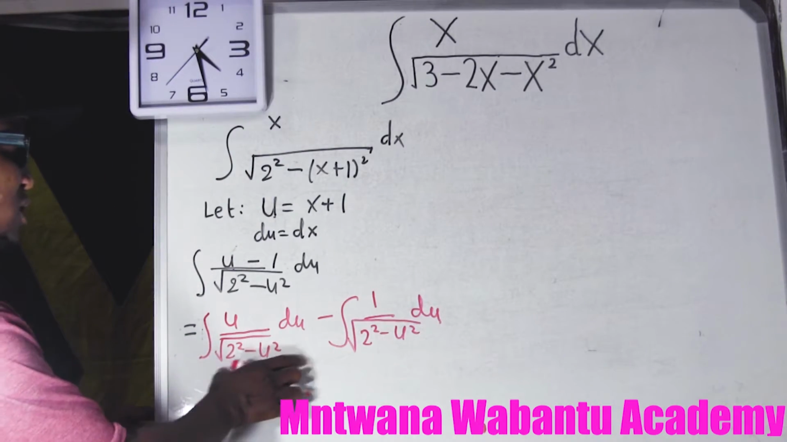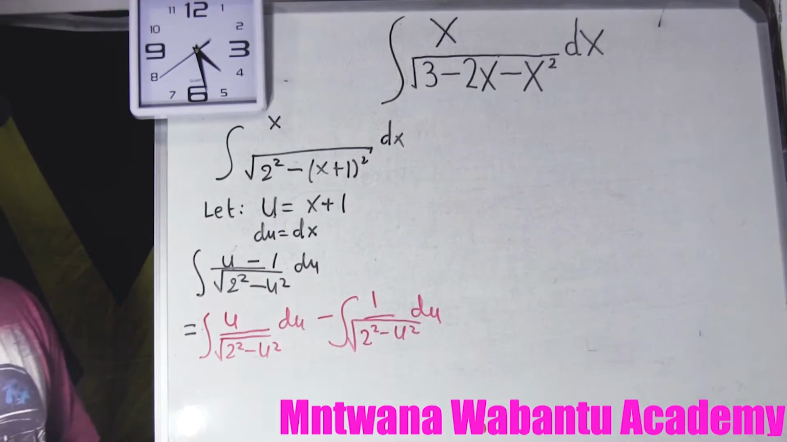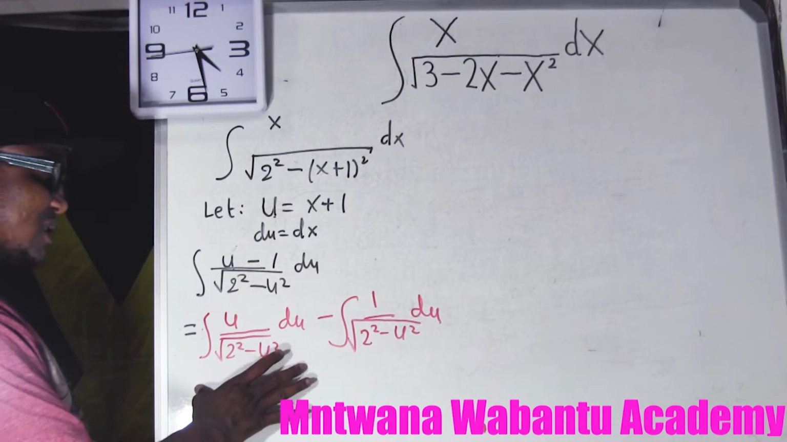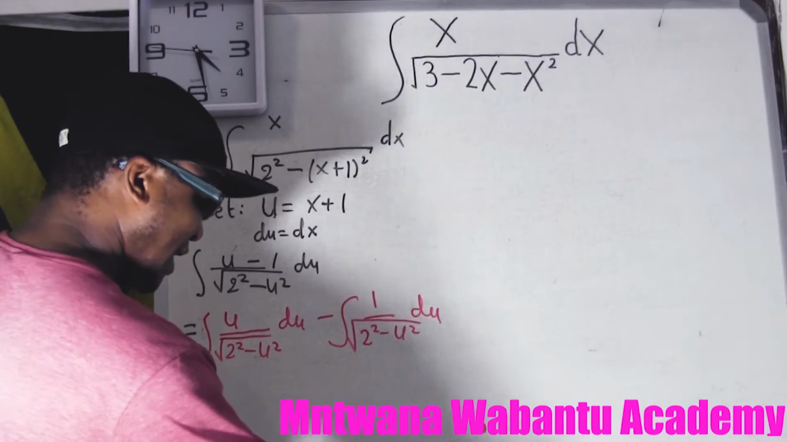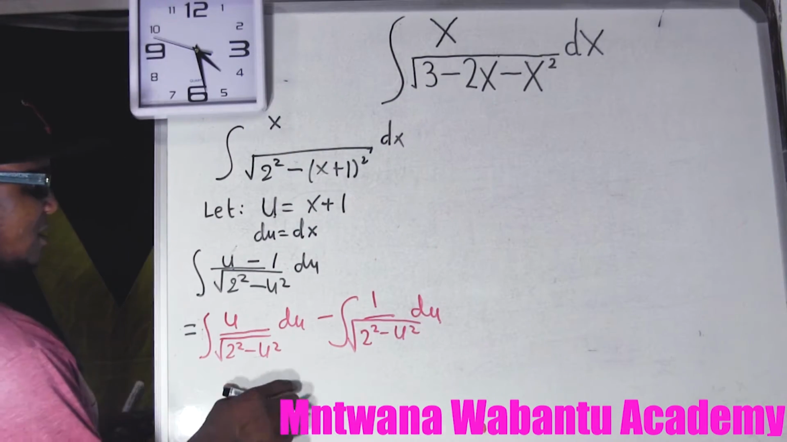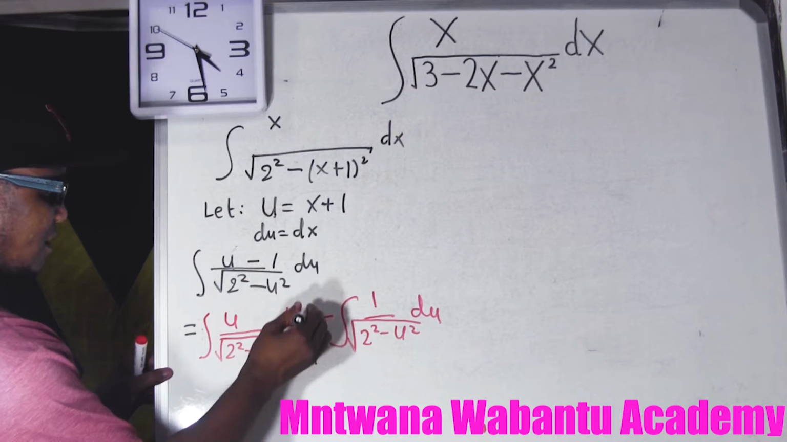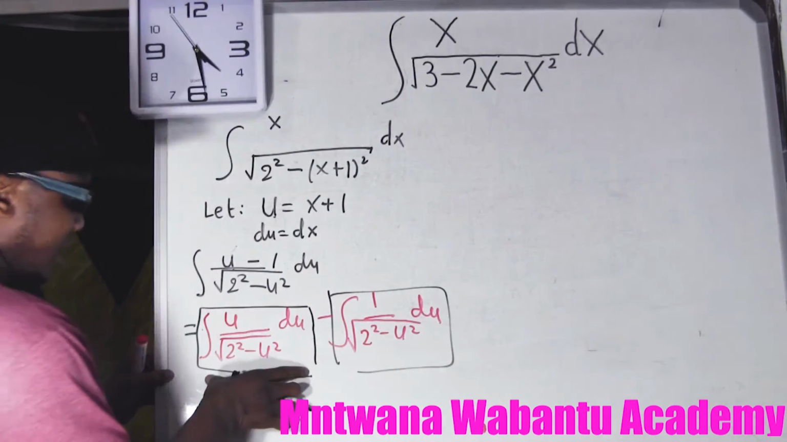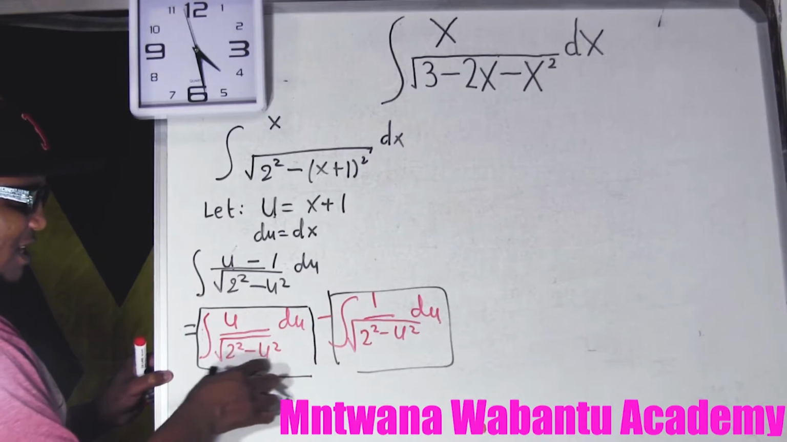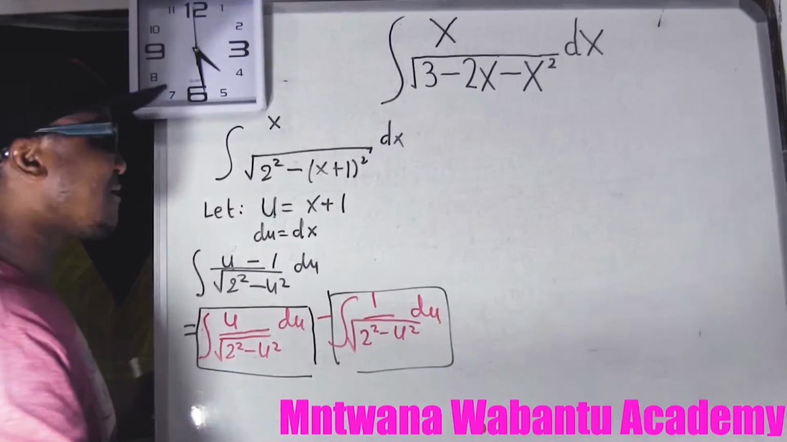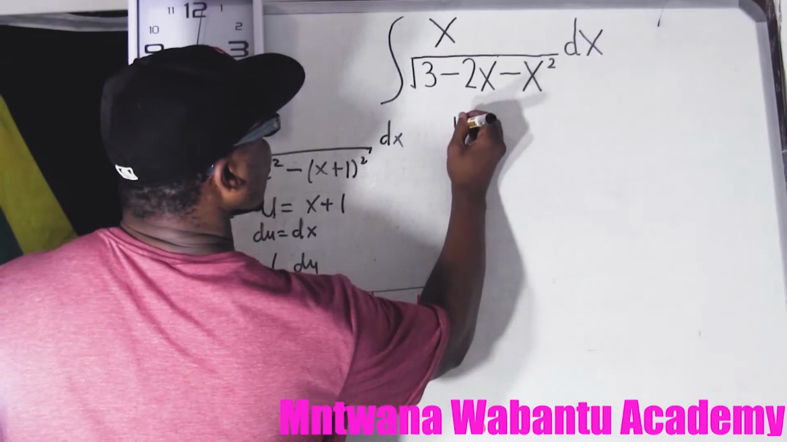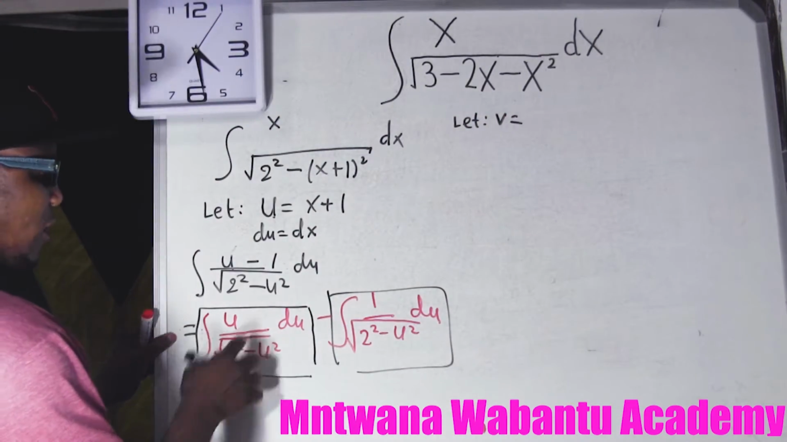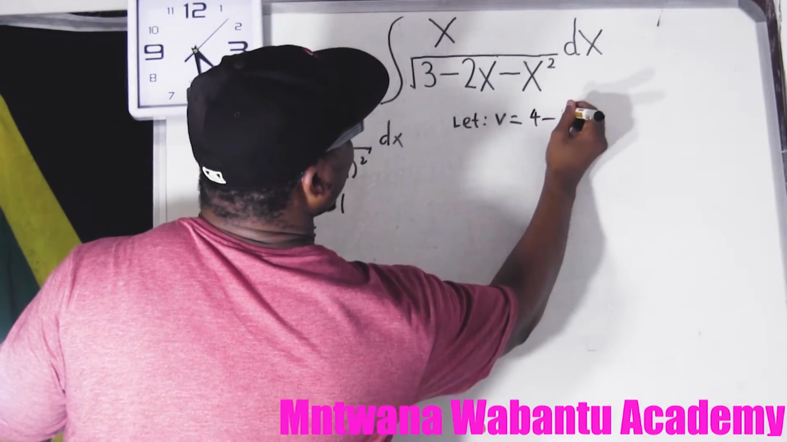This one is going to be substitution, and this one is going to be sine substitution, okay? This one is easy, even this one is easy too. So what I'm going to do, let me start with this one first, and I'll come back to the other. Okay, let me start with this first. So I'm going to let this equal another letter, let's say v. So let v equal 2 squared, which is 4, minus u squared.